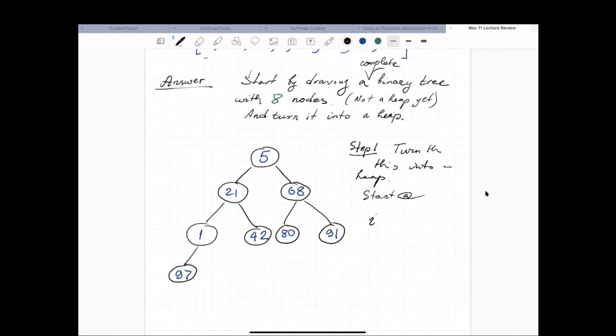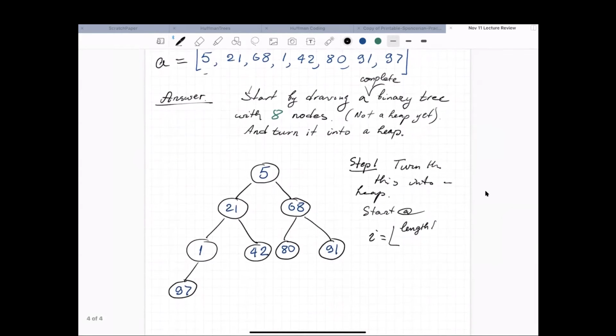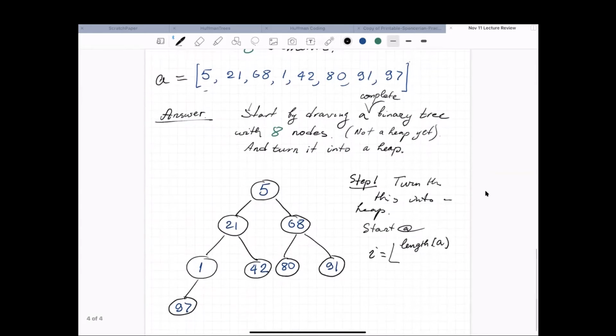Is it n divided by 2, where the leaves start? Yep. Length of, let's call it array A. Length of A. In Java this would be A.length, without braces, but I'm being informal here. This is pseudocode, it's not Java. Divided by 2, so that's where I start, and that's going to be at position 4. So where's my position 4? 1, 2, 3, 4. So I start here.